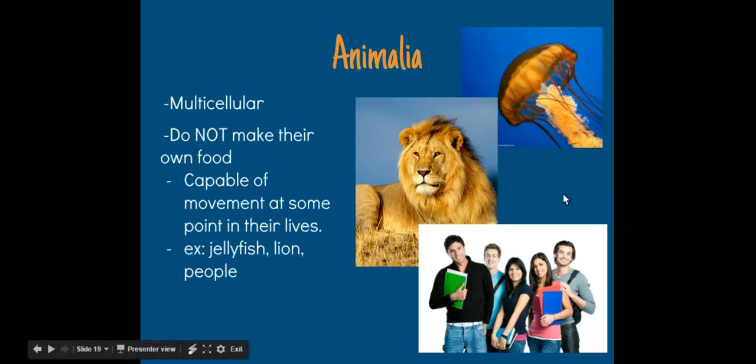And lastly, we have kingdom Animalia. Organisms in kingdom Animalia are multicellular. They do not make their own food, which means they are heterotrophic, and they are capable of movement at some point in their lives. And that's because they have to go out and get nourishment. There are millions of examples in kingdom Animalia, but the three that we have here, jellyfish, lions, and where we fall in, humans, are in kingdom Animalia.